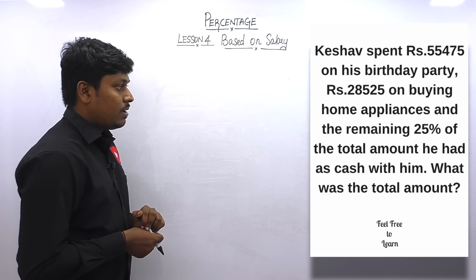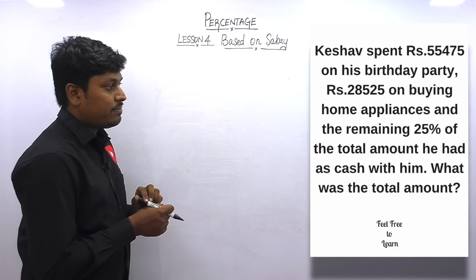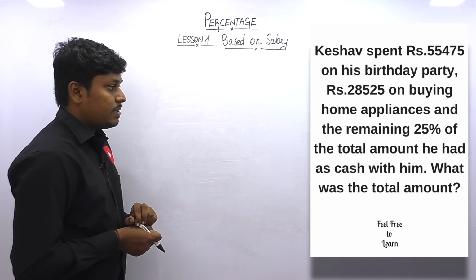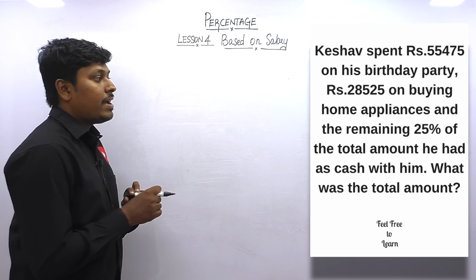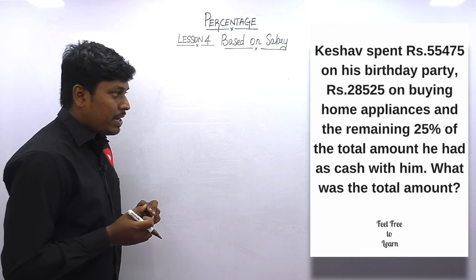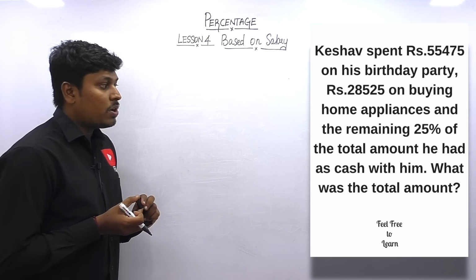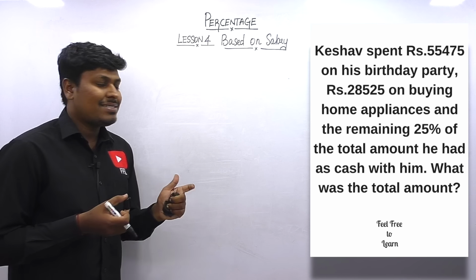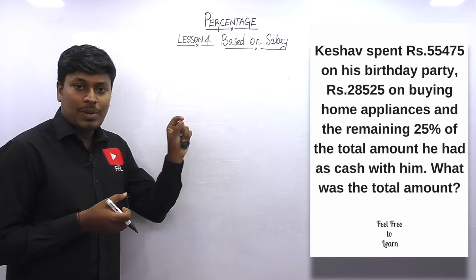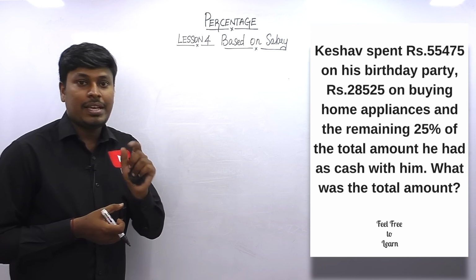Question number 4. Keshav spent rupees 55,475 on his birthday party and rupees 28,525 on buying home appliances, and the remaining 25% of the total amount he had as cash with him. What was the total amount? So, interesting question. So what are they saying, and what is our target to find? Our target is to find the total amount Keshav has.